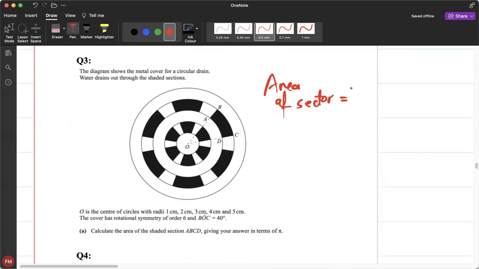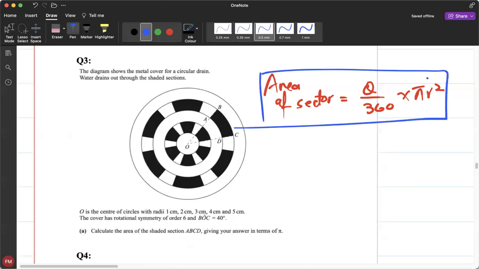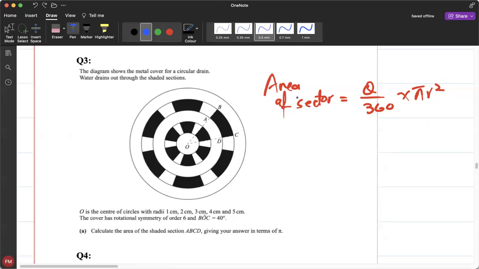And if that's the case, then we know the area of a sector is theta over 360 times pi r squared. There's only one small request. The area of a circle is given, but the area of a sector is not given in the formula sheet. So please, guys, I beg you, don't mix this up with circumference, because I have seen some students writing it down as 2 pi r. That's wrong.